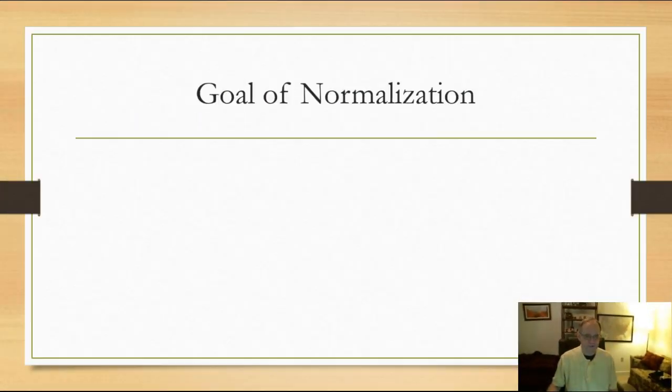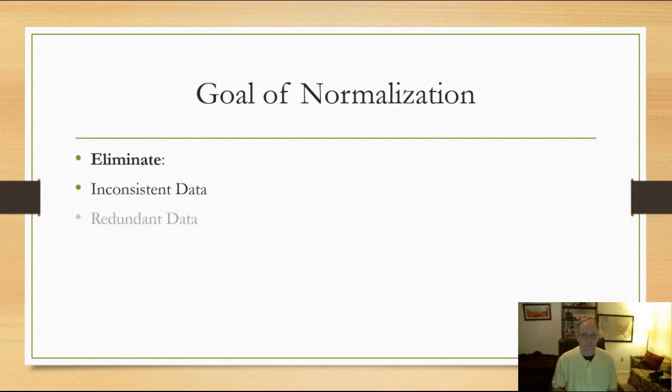All right, so let's start out with what are the goals of normalization. We have three things we want to eliminate. We want to eliminate inconsistent data, meaning that if data is in multiple places and they don't agree with each other, then we have a problem, because we don't know which one is right.